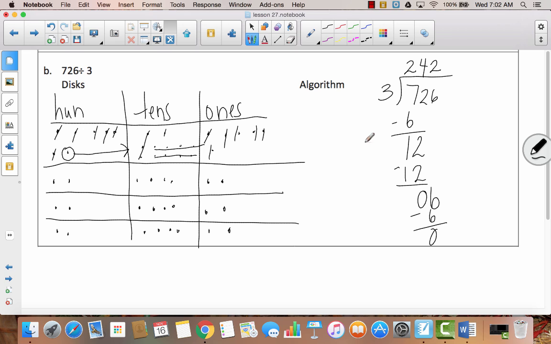So don't be discouraged if this isn't making sense to you yet. It's really important that you follow along and try to make the connections between what's happening here and what's happening here. When you can make the connection between the two, this is going to become so much easier for you.